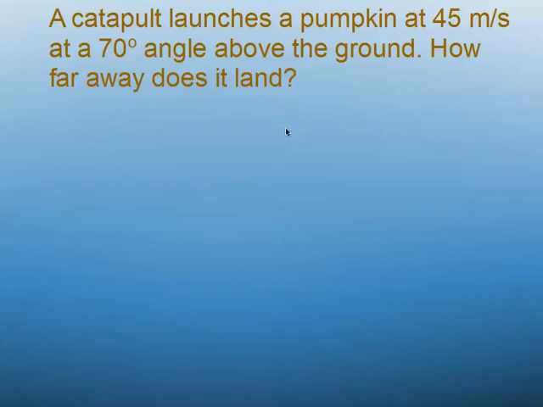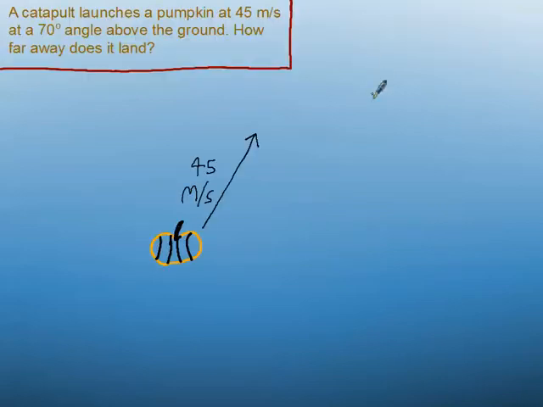A catapult launches a pumpkin at 45 meters per second at a 70-degree angle above the ground. How far away does it land from the place you shot it? So if I draw the problem, we've just got a basic sketch of a pumpkin being shot at 45 meters per second, and the angle here is 70 degrees. And its flight's going to look something kind of like this.